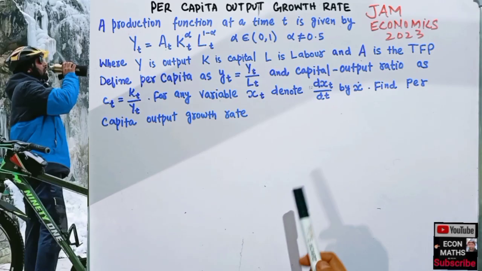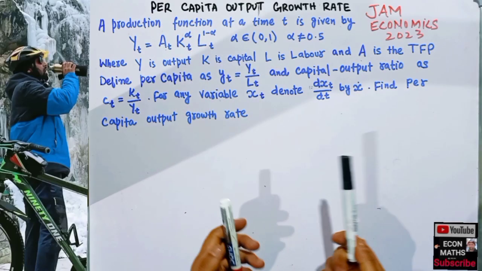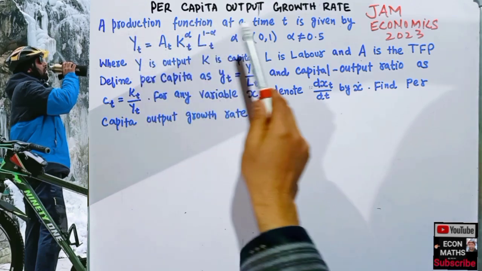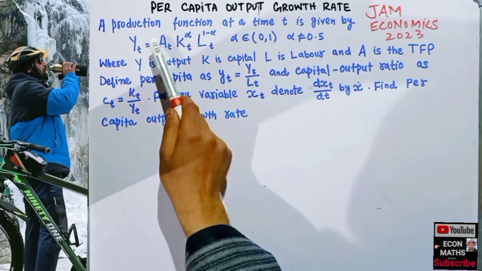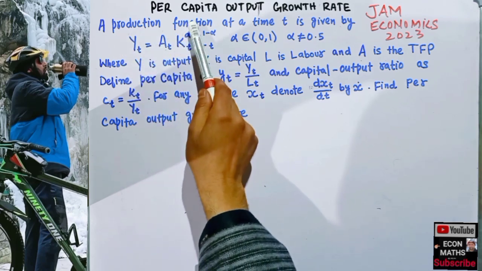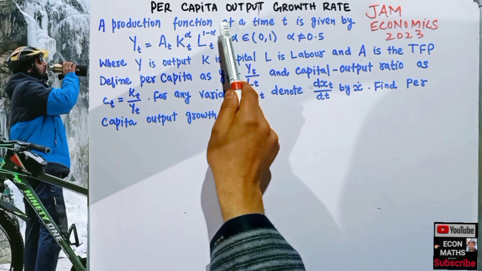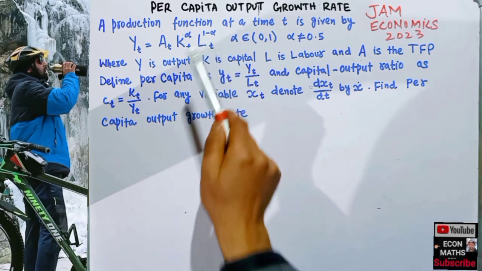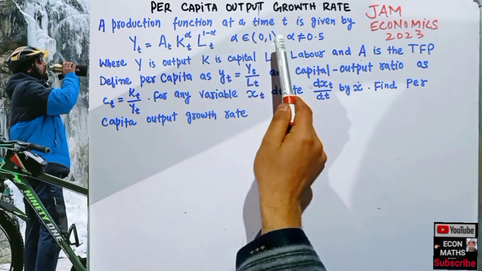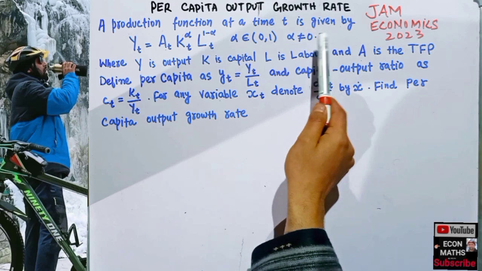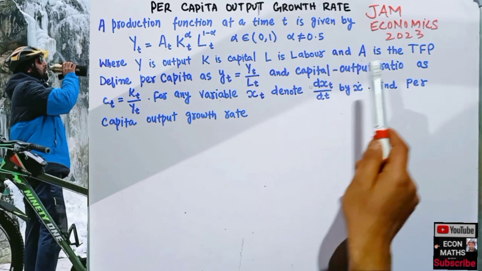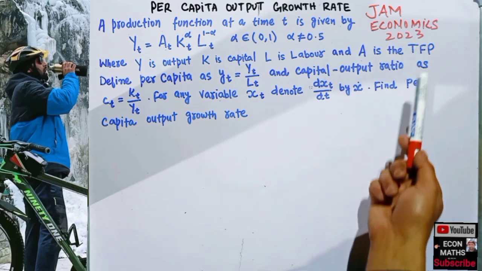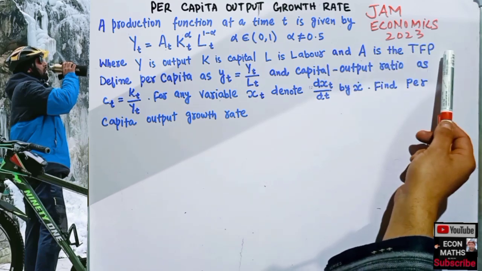The question is to find out the per capita output growth rate. The question is, a production function at a time t is given by Y_t = A_t K^alpha times L^(1 minus alpha). Subscript is time here t. Alpha lies between 0 and 1 and alpha is not equal to 0.5. Where Y is the output, K is the capital, L is the labor, A is the state of technology, what we also call total factor productivity.